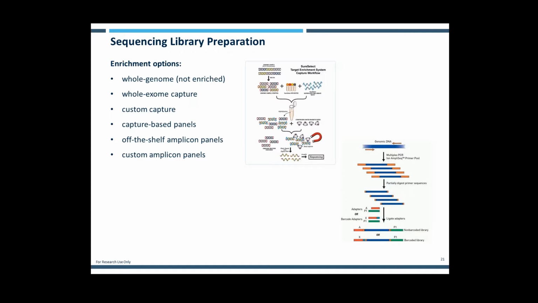And so if we think about the primary ways of approaching targeted sequencing, we'll consider solution-based enrichment, which uses probes to capture specific regions, and secondly, targeted PCR to generate short amplicons.